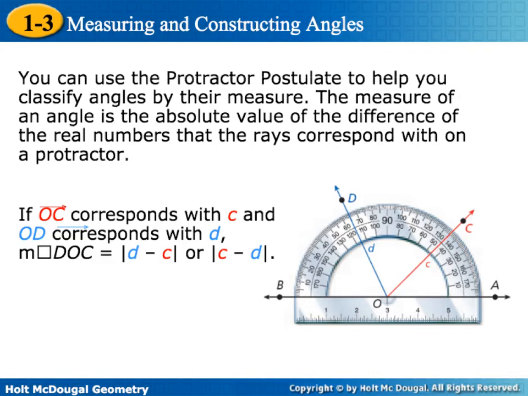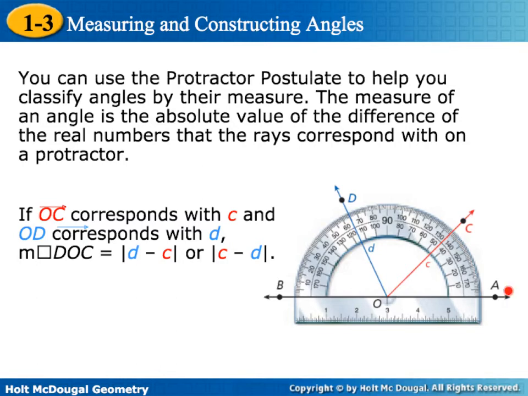Similar to the distance formula of yesterday, you get the same thing with a protractor. It's the absolute value of D minus C, or you can flip-flop that and say the absolute value of C minus D. Be careful when you're measuring angles. Make sure if it's acute, it's less than 90. If it's obtuse, it's greater than 90.